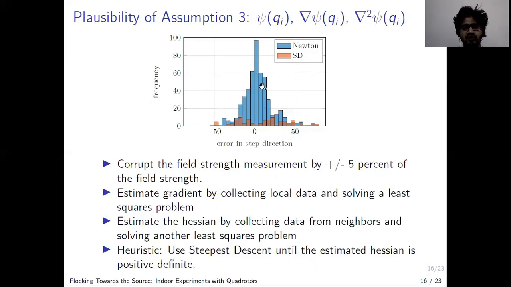This figure shows a histogram of errors in degrees for a sample experiment. We see that for most of the samples, the error lies between plus minus 45 degrees, which says that in spite of this injected noise in the measurement, the agent is able to locate the correct quadrant in which the source lies and thereby move towards it.